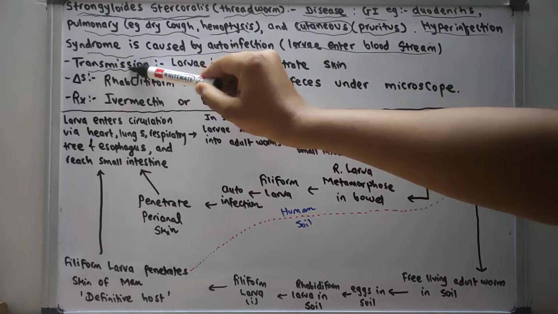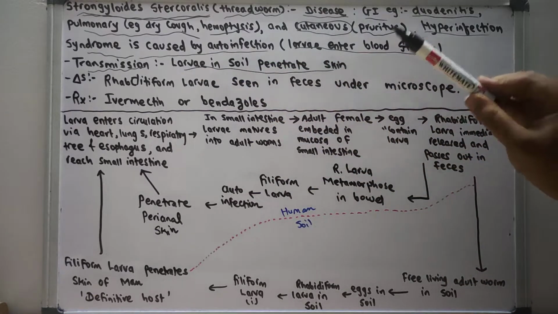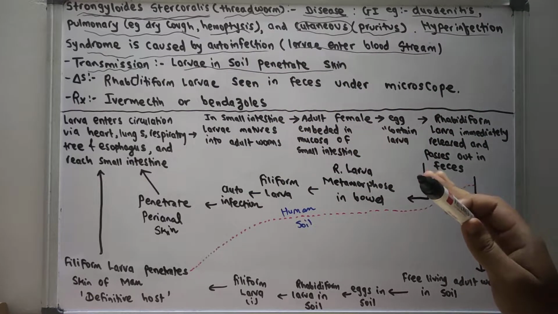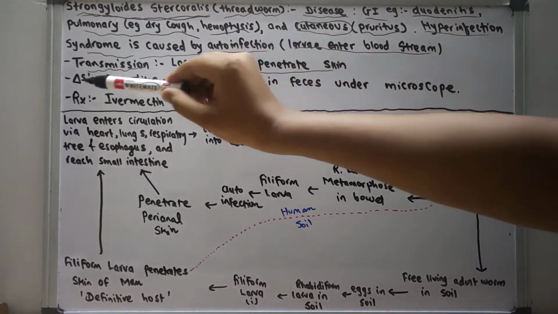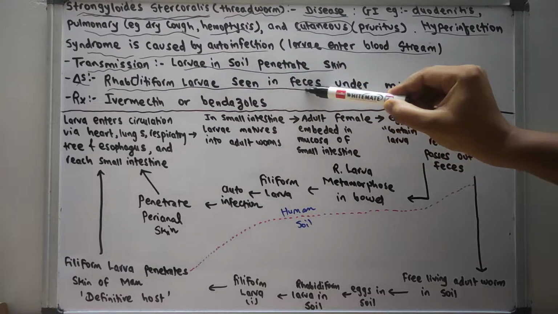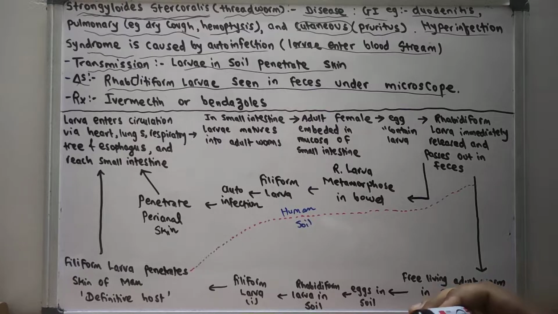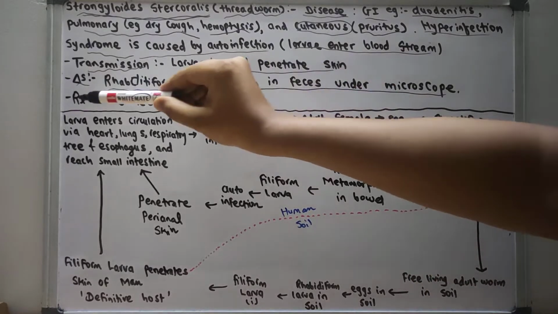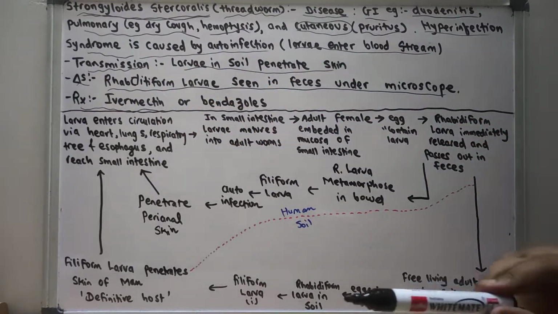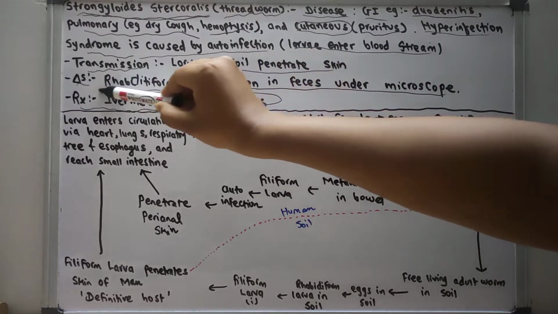So how does the transmission occur? The transmission occurs when the larva in the soil penetrates the skin and enters the bloodstream. How do we diagnose the threadworm? The rhabditiform larva is seen in the feces under the microscope, so there is direct visualization in the saline wet mount. How do we treat this threadworm? We give ivermectin or benzimidazoles.